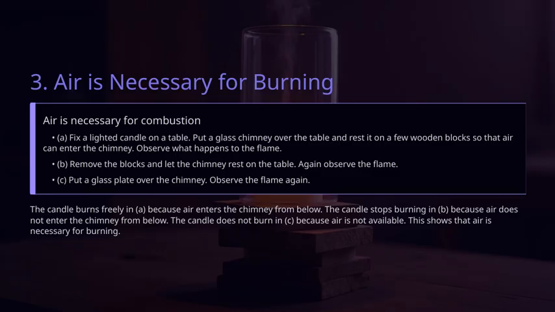As you watch the flame now, you'll see that it starts to flicker and eventually goes out. This happens because without the air entering from below, the flame cannot sustain itself. Finally, I put a glass plate over the chimney, sealing it completely. Observe what happens to the flame now. It quickly goes out because there's no air left inside for combustion.